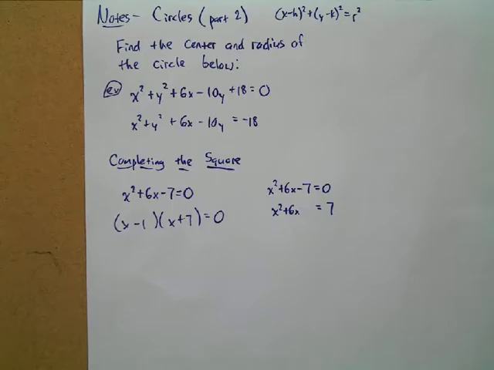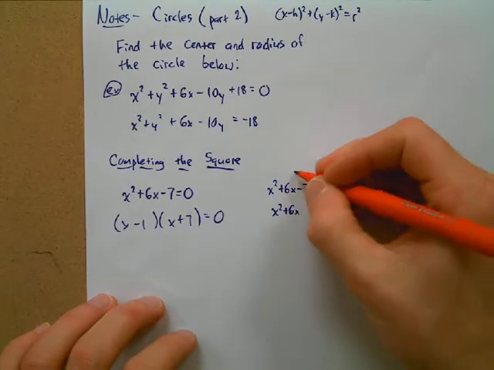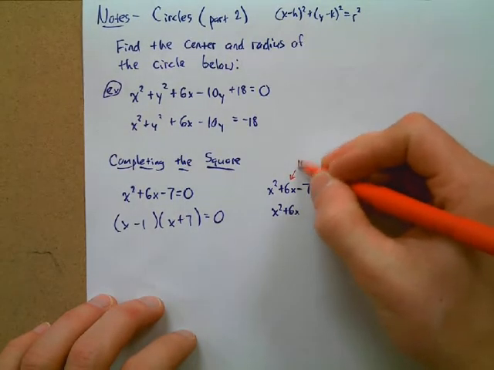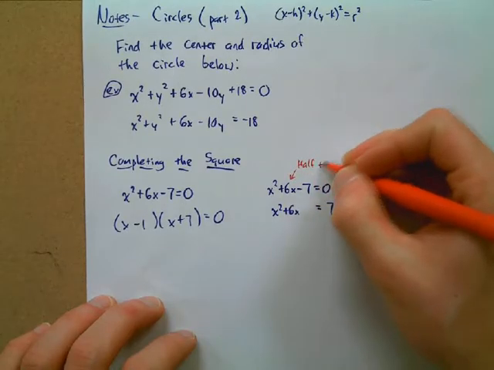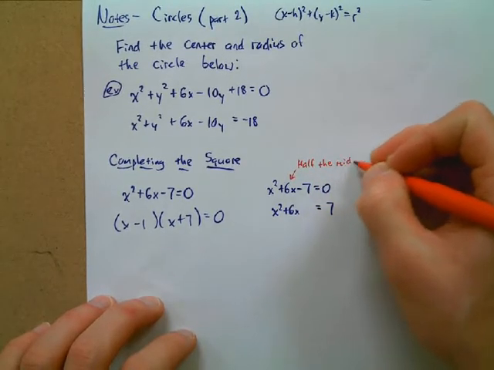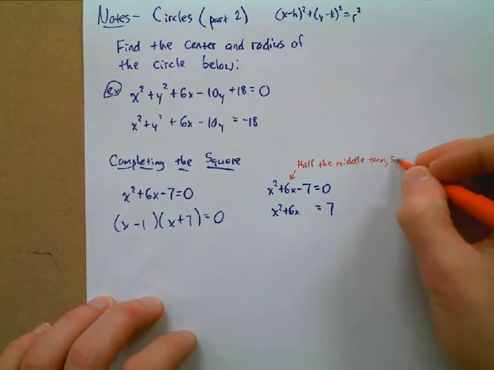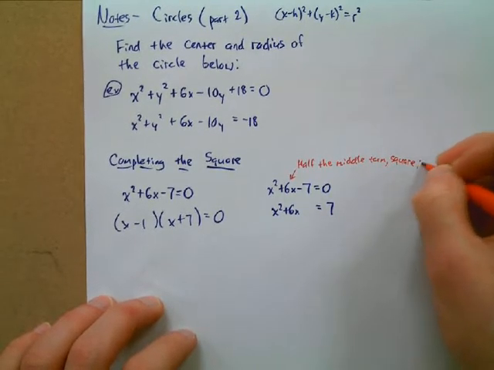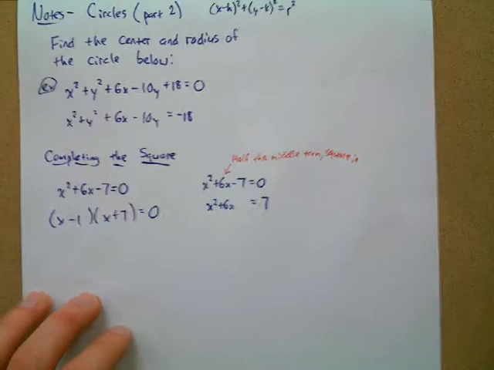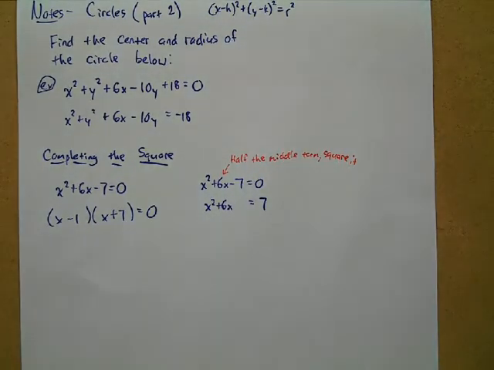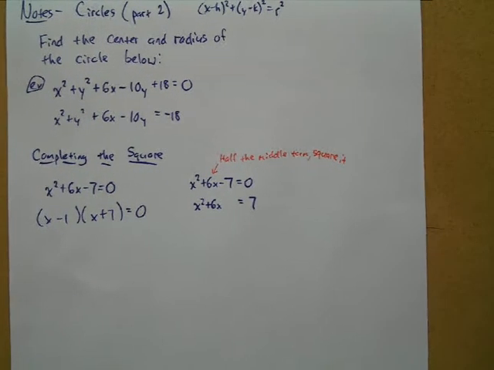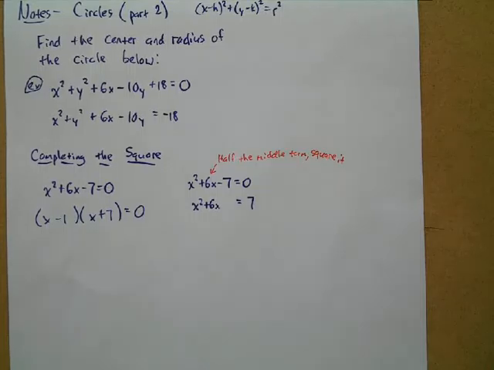The strategy for completing the square is to take half of this middle term and then square it. So we're going to take half this middle term here and then square it. That's going to be the way that we can complete the square here. That technique, that strategy, will allow it to happen.